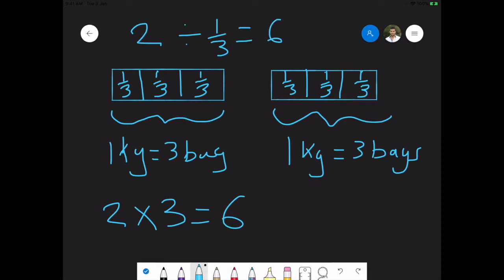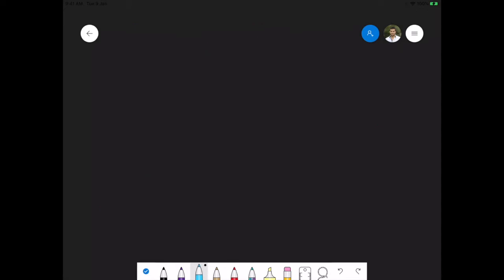How many thirds go into 2? 6 of them. Let's count them. 1, 2, 3, 4, 5, 6. Let's look at the next scenario. What will happen if she puts a quarter of a kilogram in each bag? Right, this translates to how many quarters are in 2 kilograms, in 2 wholes. Let's see what's gonna happen.